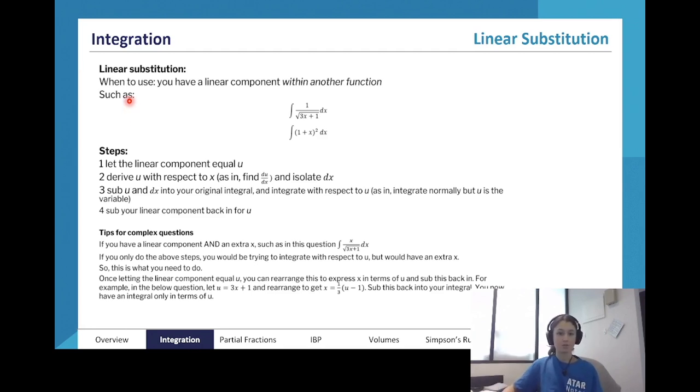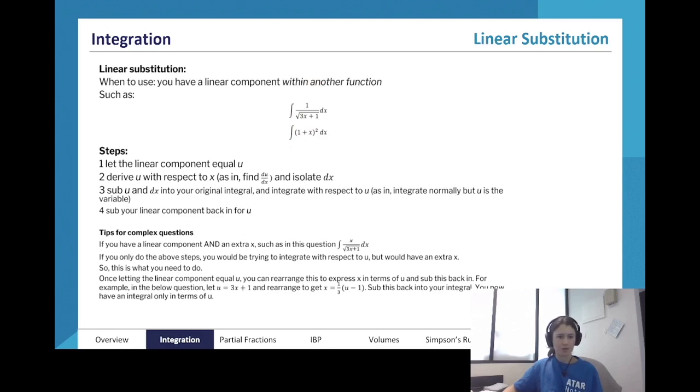So in these two examples here, we have the integral of 1 over root 3x plus 1 with respect to x, and the integral of 1 plus x squared with respect to x. For both of these examples, we have a linear component, 1 plus x, 3x plus 1, but they are within another function because we can't integrate these straight away using the rules in our formula sheet.